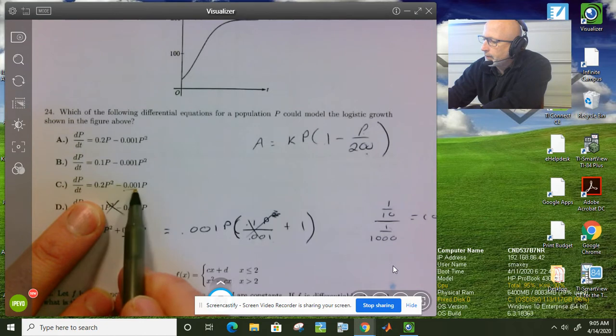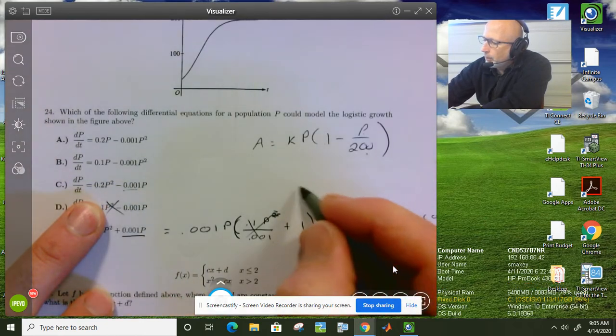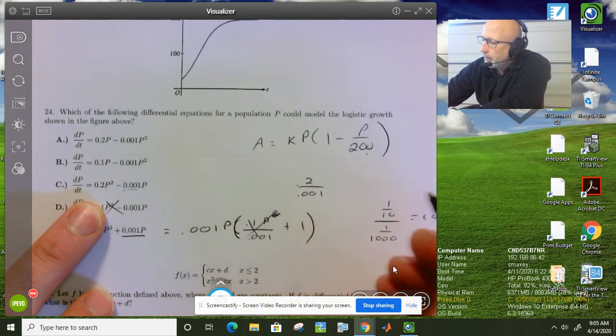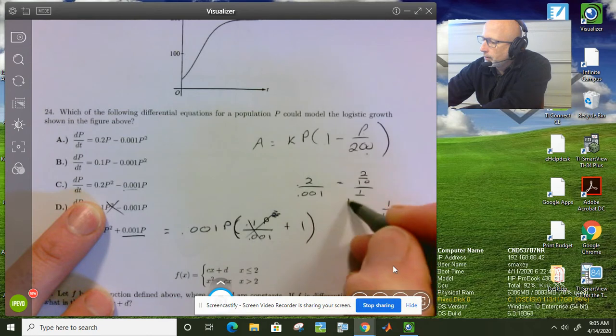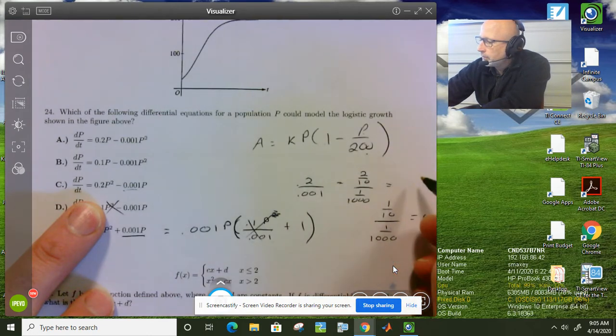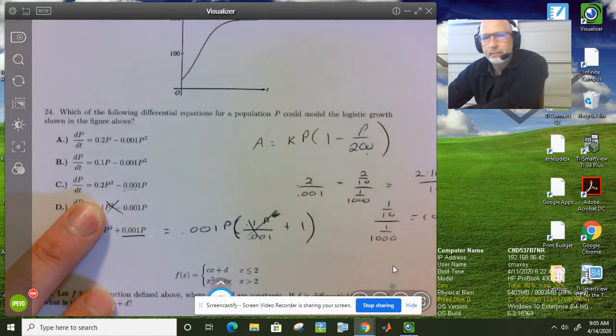I'm going to factor this out of this. So I'm going to have 0.2 divided by 0.001, which is 2/10 all over 1 all over 1,000, which gives you 2 times 1,000 all over 10. And once again, that's not going to work because it needs to be 1 over 200.